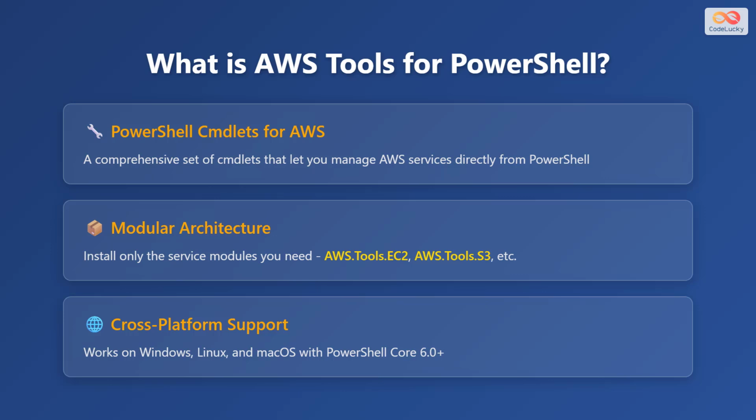AWS Tools for PowerShell is a comprehensive set of cmdlets that allow you to manage AWS services directly from your PowerShell environment. It features a modular architecture, meaning you can install only the service modules you need, such as AWS.Tools.EC2 for Elastic Compute Cloud, or AWS.Tools.S3 for Simple Storage Service. This helps keep your environment lean and efficient. The best part: it offers cross-platform support, working seamlessly on Windows, Linux, and macOS with PowerShell Core version 6 and above.